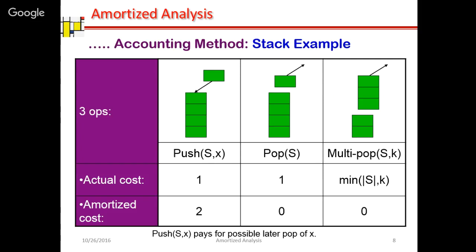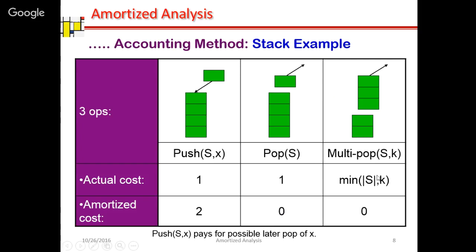Now you notice that after you've pushed enough items into the stack, the next thing is popping. So if you want to pop one item, the actual cost for popping is 1, and you will not be charged anything else because that particular item was already prepaid the amount of money to be used to pop. So the amortized cost will be 0.